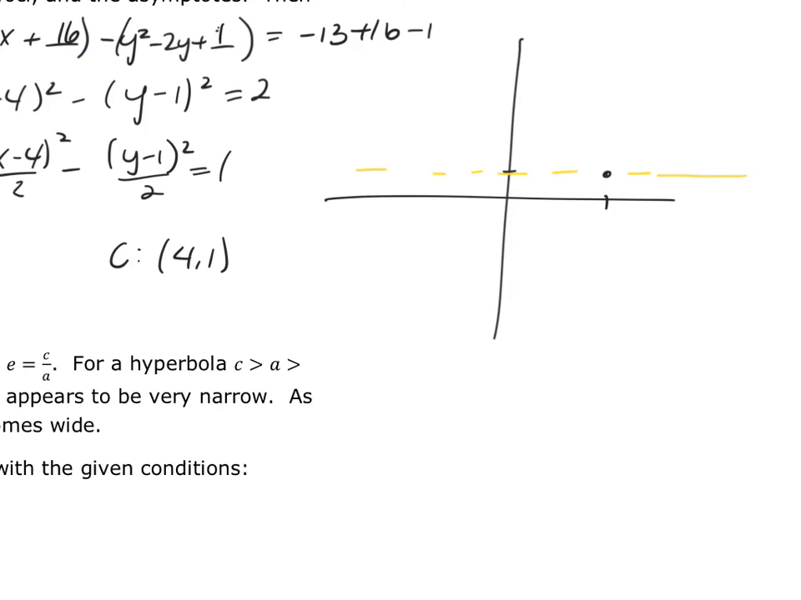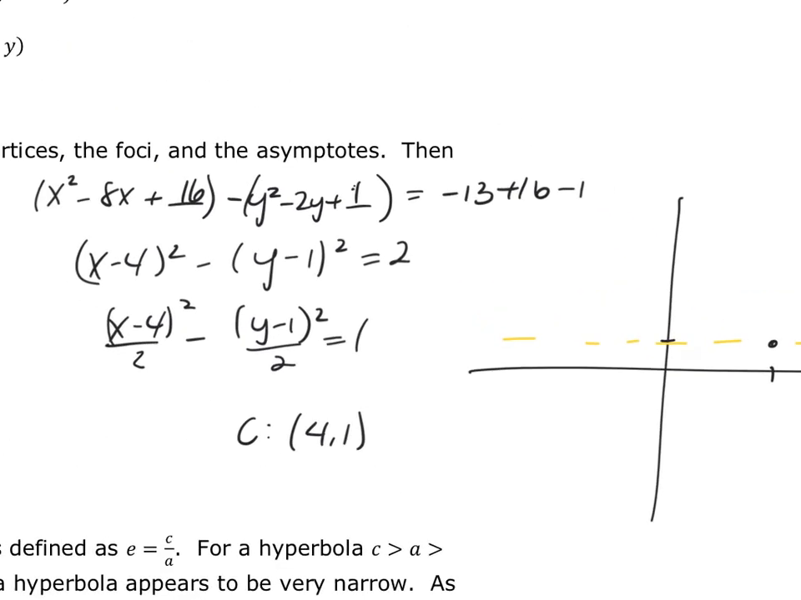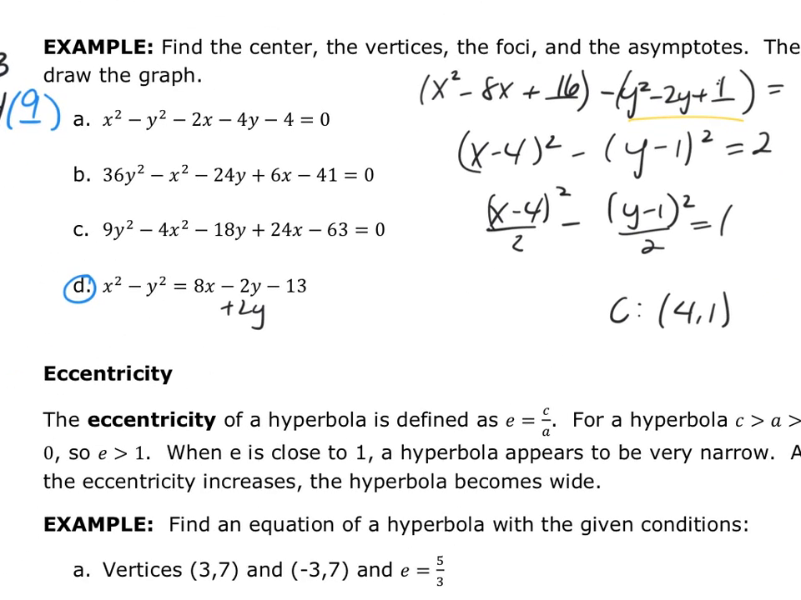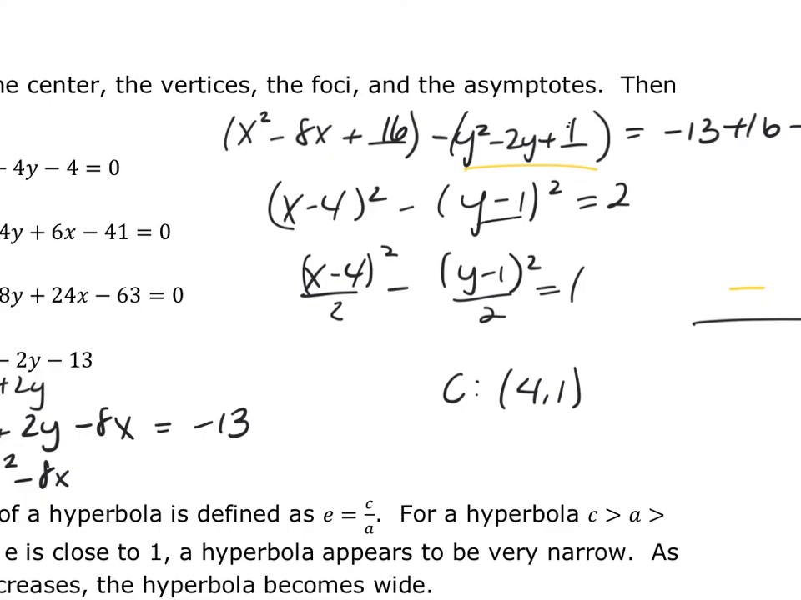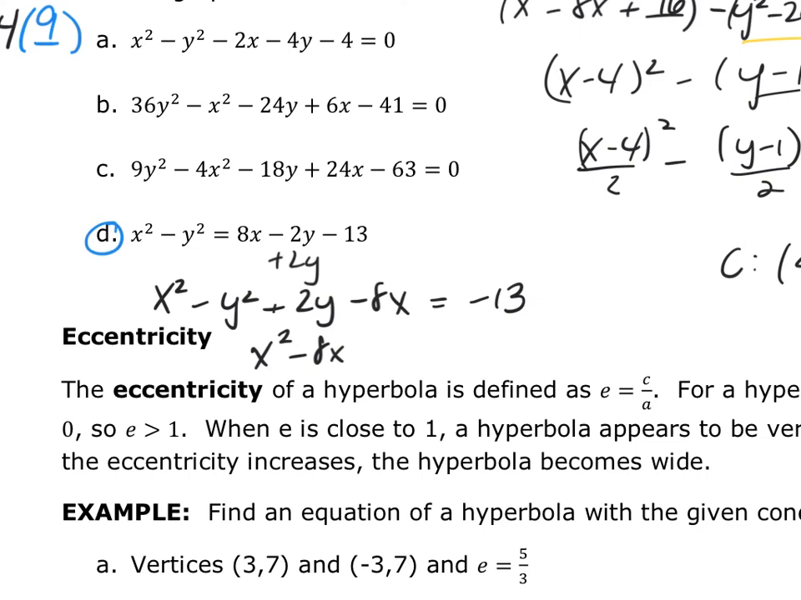Yes? Why did it become a +1 to a -1 when you collapsed it here? Yes. So when I brought this over, I had x squared minus y squared plus 2y minus 8x is equal to negative 13. So I'm going to reorder it so it's x squared minus 8x, and then I have minus y squared plus 2y.